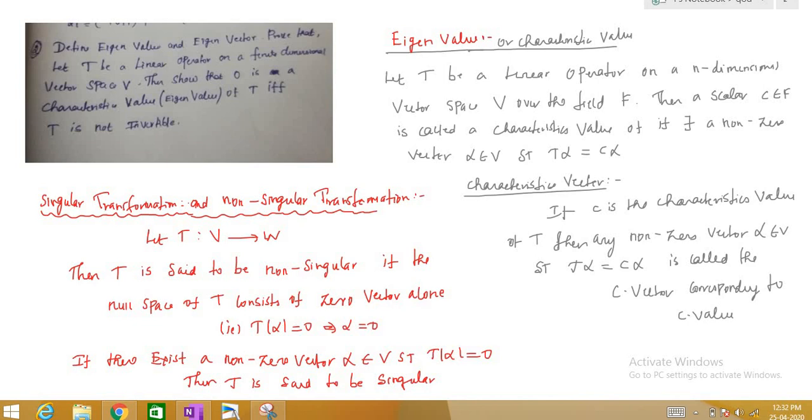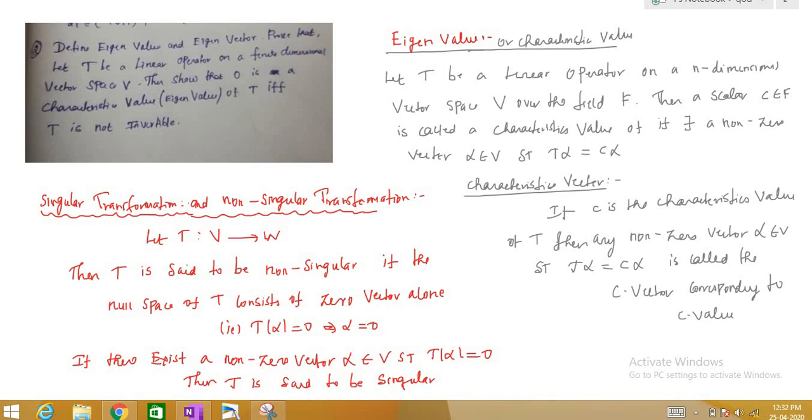So let T be a linear operator on the n-dimensional vector space. Then a scalar C belongs to F. The scalar is very important. C, we have to choose some scalar in the field, then C is called characteristic value if there exists a non-zero vector alpha such that T alpha is equal to C alpha, right? This is the definition of eigenvalue. So if you want more explanation, you can see the linear algebra playlist.